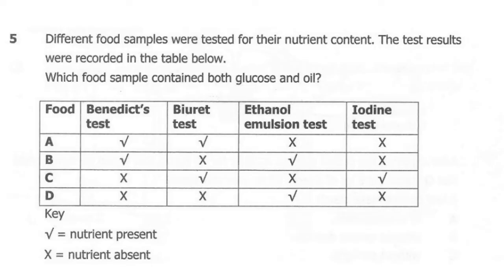Food C, Benedict's test, nutrient absent, biuret test, nutrient present, ethanol emulsion test, nutrient absent, iodine test, nutrient present. Food D, Benedict's test, nutrient absent, biuret test, nutrient absent, ethanol emulsion test, nutrient absent, iodine test, nutrient absent. So what is the correct answer? Is it A, B, C, or D? Leave your answer in the comment section.